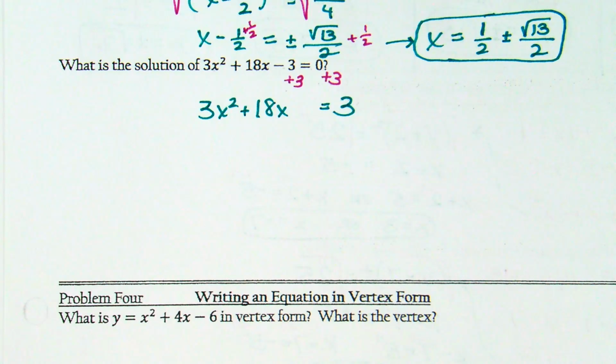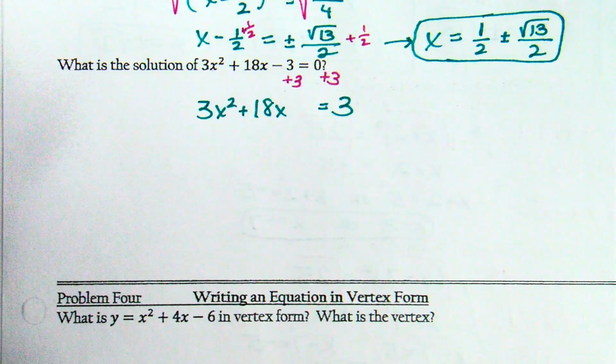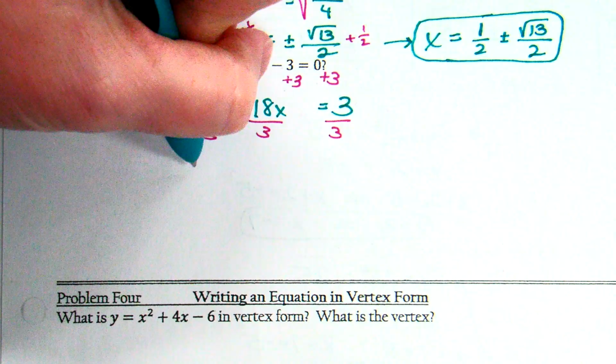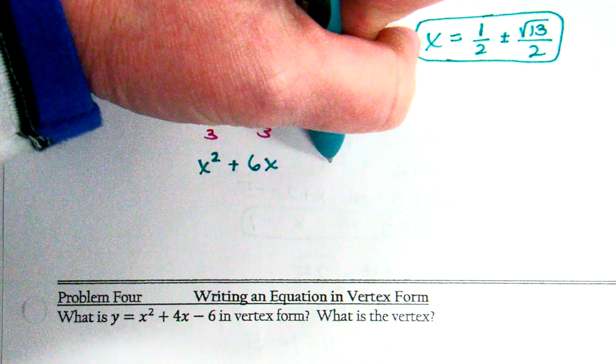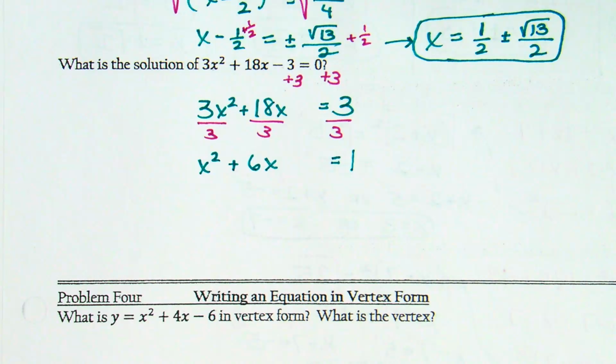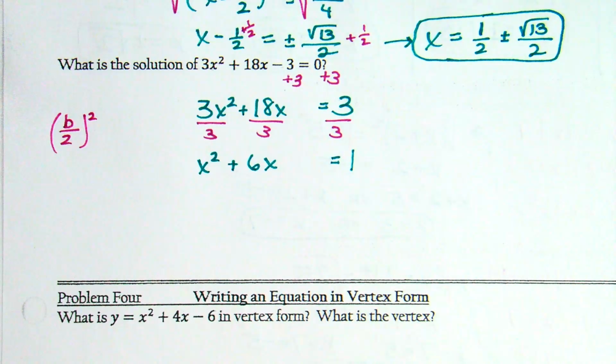Have I fully completed step 1? We need to divide by 3 because we need it to be 1x squared. So what do I have when I divide by 3? x squared plus 6x equals 1. Good news, if you're looking ahead on this one, we won't have the fraction issue that we had on the last one. Okay, what is step 2? The b thing, which is b over 2, quantity squared.